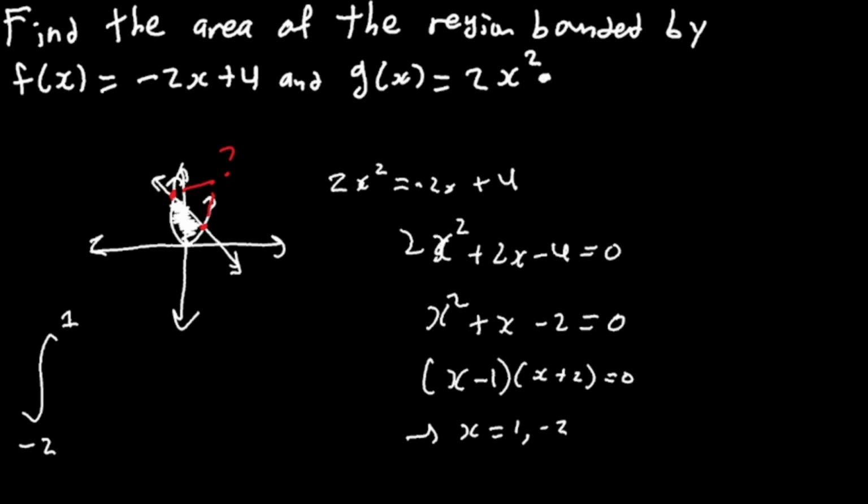Now, we want to find which function we subtract from the other. So what you do is you take the upper function, which here is this line, and you subtract off the lower function, which here is 2x squared. So for us, we're going to do minus 2x plus 4. Then we subtract off that lower function, so minus 2x squared dx.